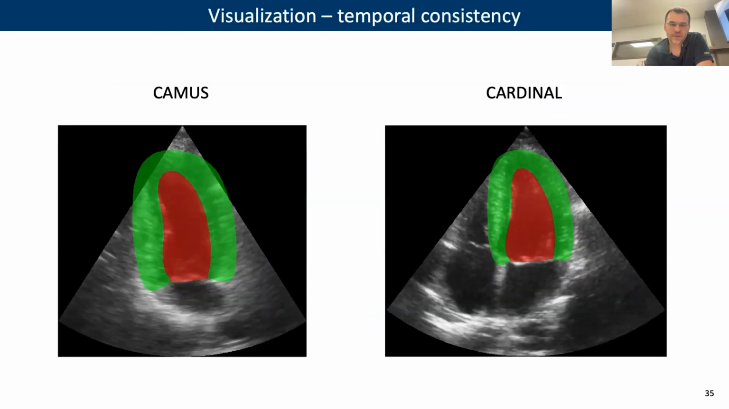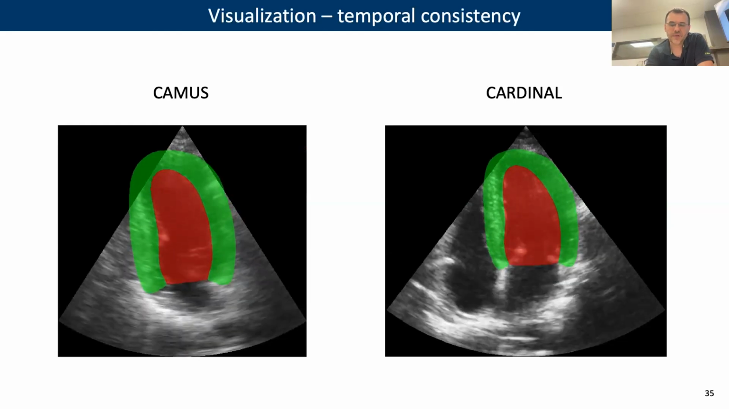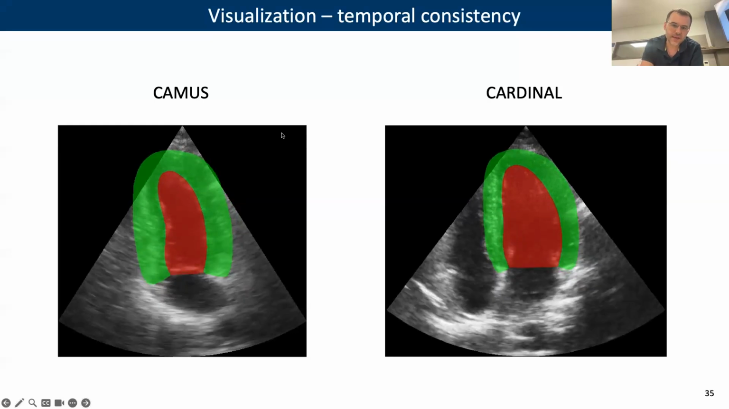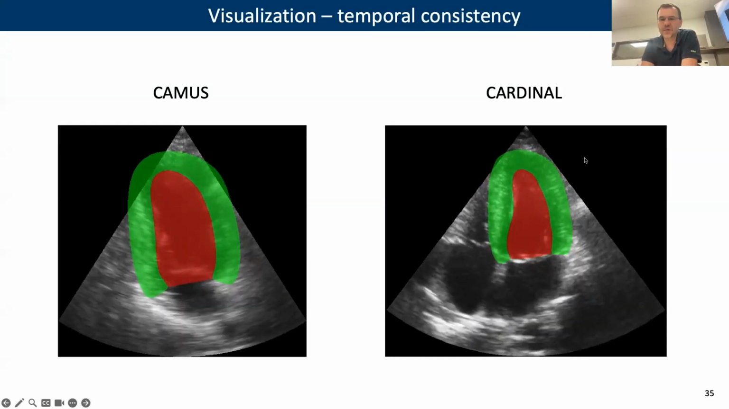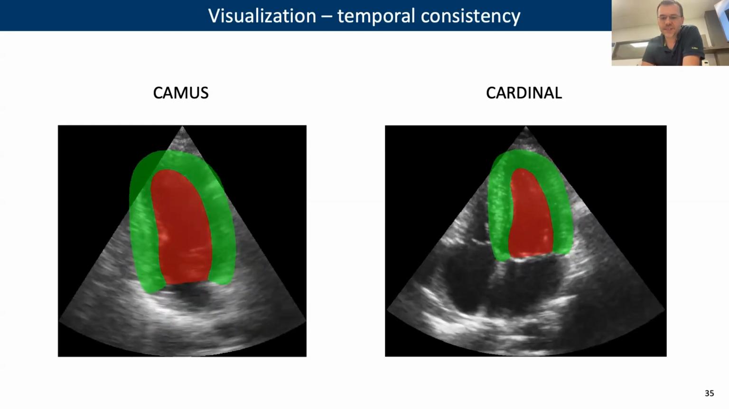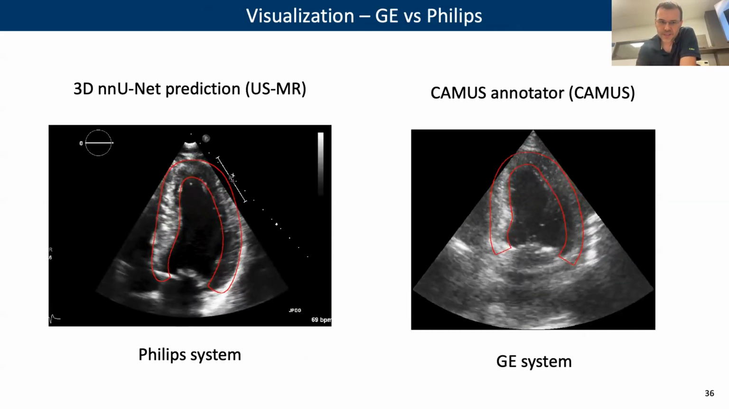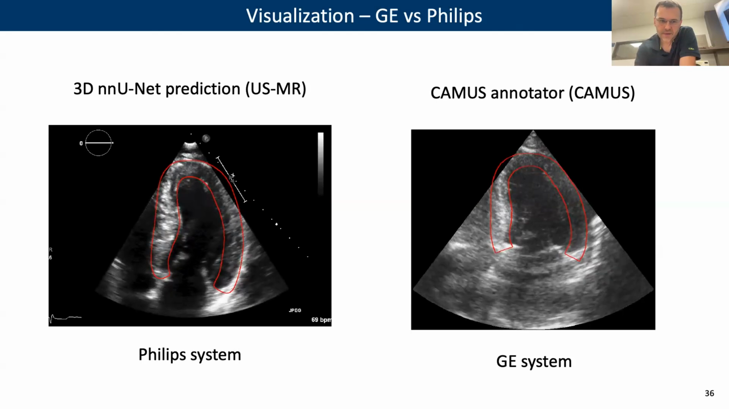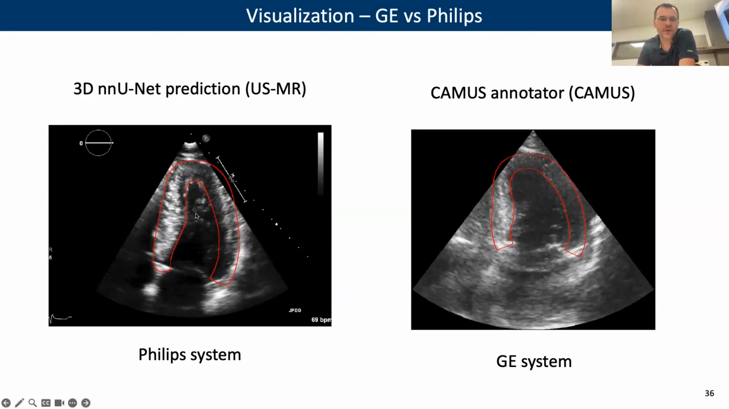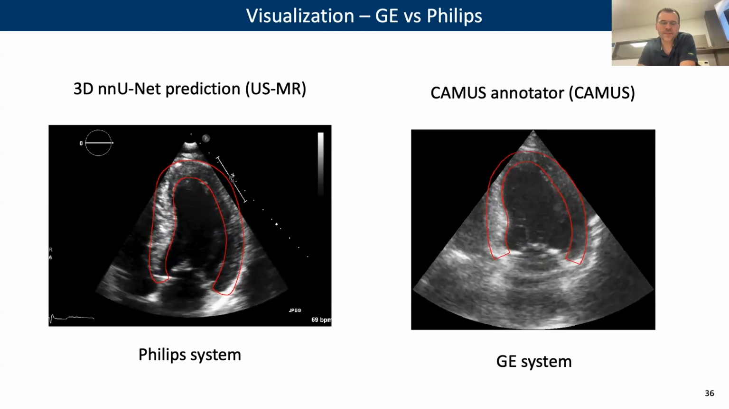So this is the kind of result that we obtain. This is on the CAMUS dataset on the left, the Cardinal dataset on the right. Those two sequences have been acquired from a GE system. And here, this is the result that we obtain on another system, on the Philips system.